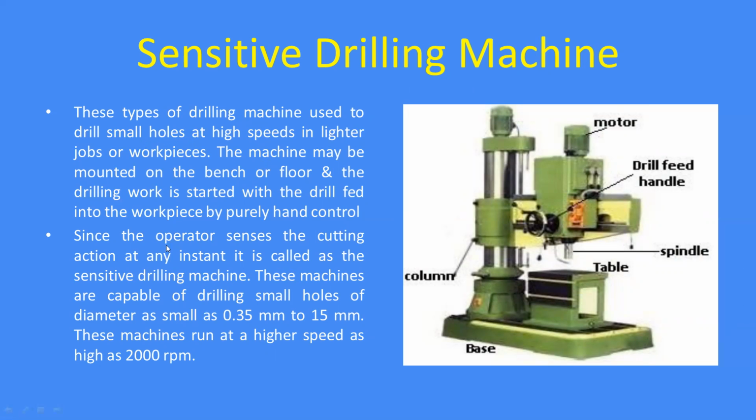Since the operator senses the cutting action at any instant, it is called a sensitive drilling machine. What is the meaning of that? Whenever the operator who is handling this machine can sense the cutting action, that is the reason why it is called a sensitive drilling machine. These machines are capable of drilling small holes with a diameter as small as 0.35 mm to 15 mm, and they can also run at a higher RPM of 2000.